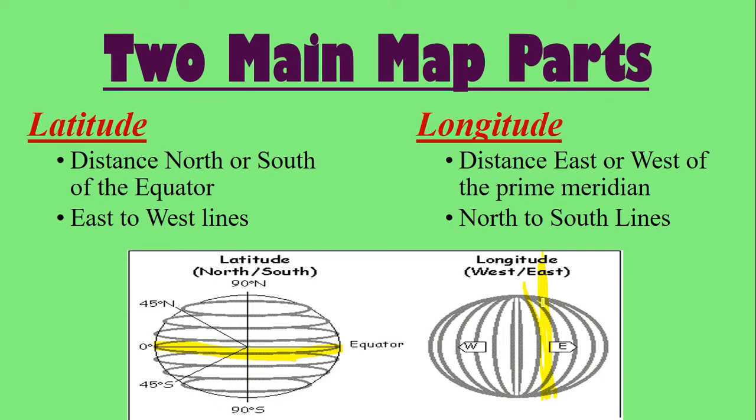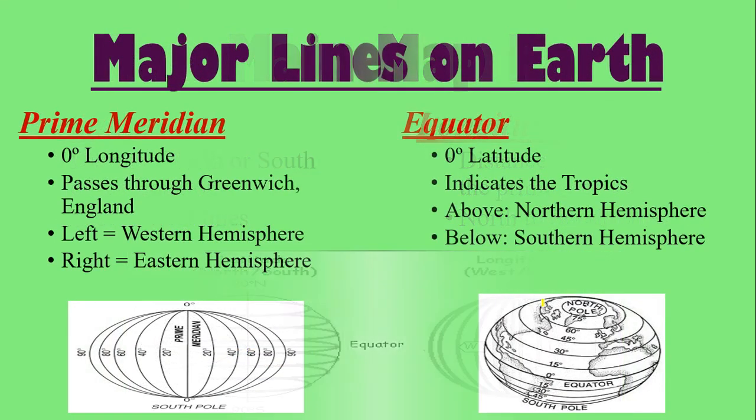I mentioned two things here, equator and prime meridian. Those are major lines on Earth. The prime meridian is a 0-degree longitude line. You can see that right here. It passes through a place called Greenwich, England. If you look to the left of the prime meridian, that's the western hemisphere, and if you look to the right, that's the eastern hemisphere.